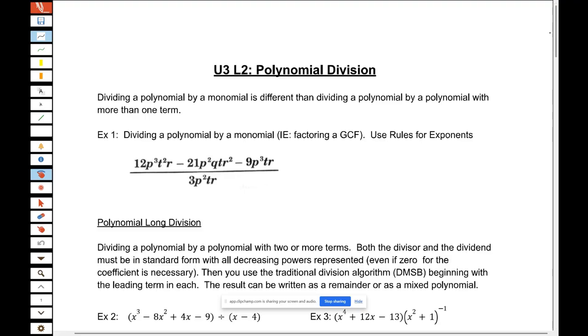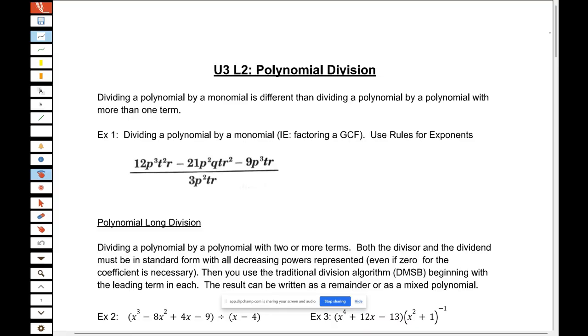All right, welcome to this lesson on polynomial division. We've just finished doing polynomial operations of adding, subtracting, and multiplying. So now we're going to do polynomial division before continuing on to factoring. Polynomial division is very similar to doing division in algebra and in basic arithmetic.